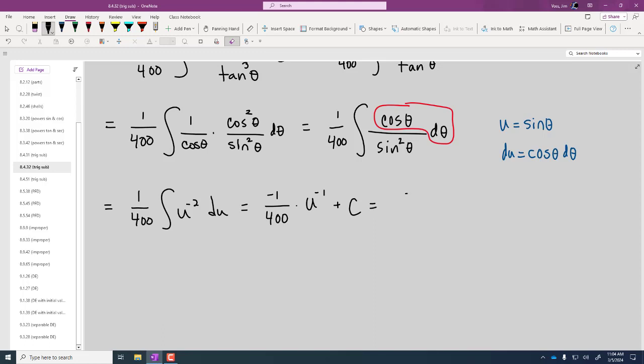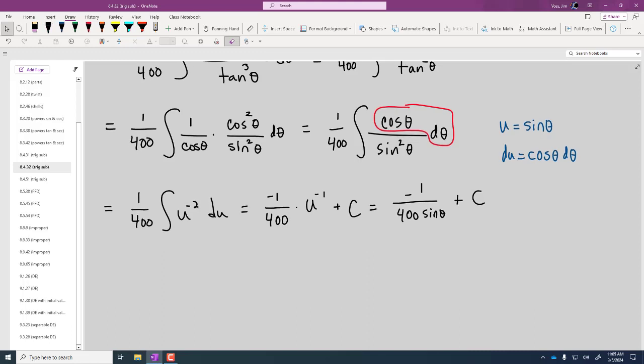So we end up with negative 1 over 400 u, which is sine. So it's negative cosecant. So we could write it as negative cosecant up in the top if we want.